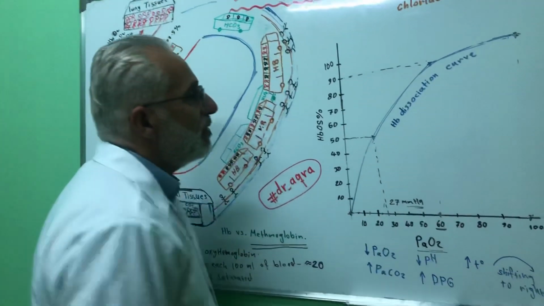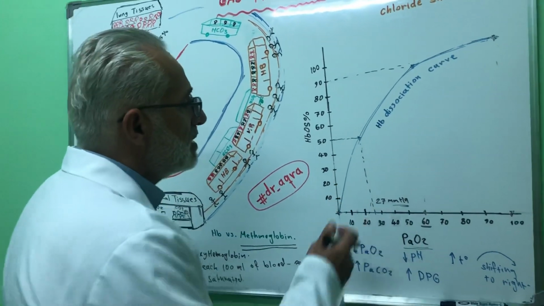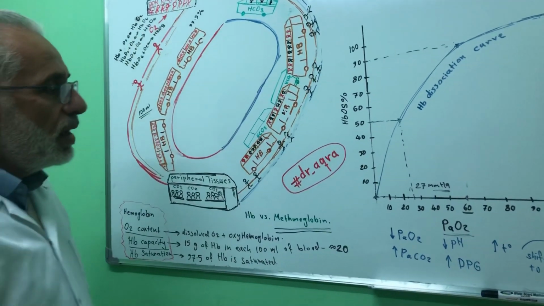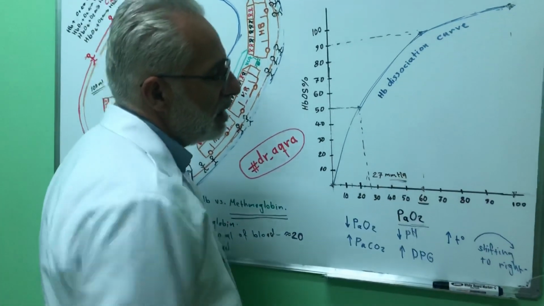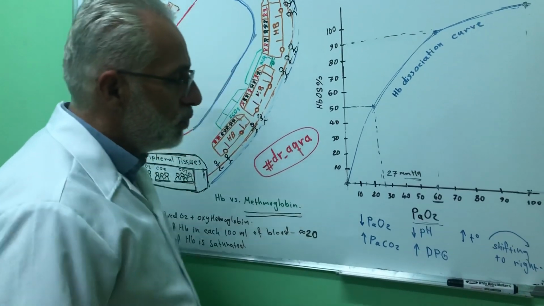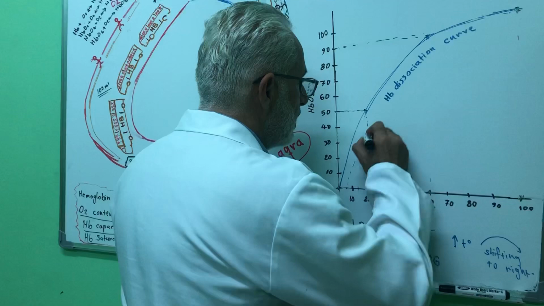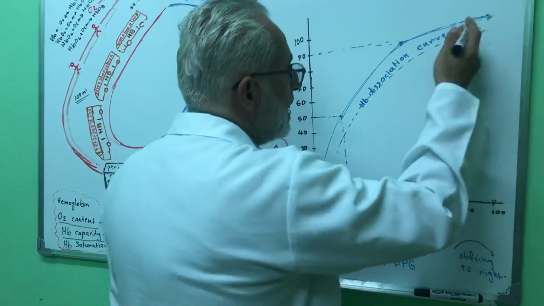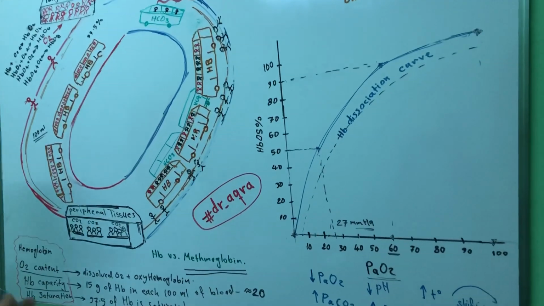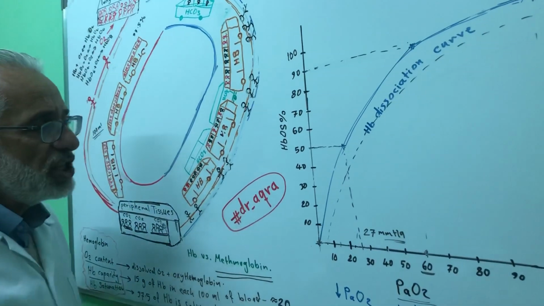Okay, but are there any factors that cause faster dissociation of O2 at a higher value of partial pressure of O2? Actually, yes. And this is called shifting to the right. Shifting to the right means that the hemoglobin dissociates from oxygen at a higher level of partial pressure of O2.